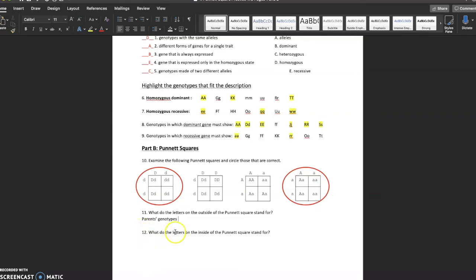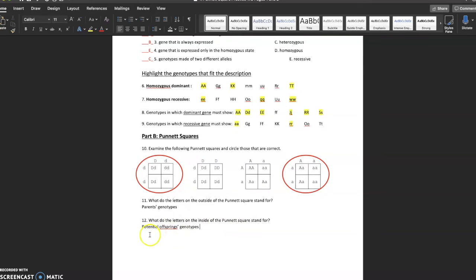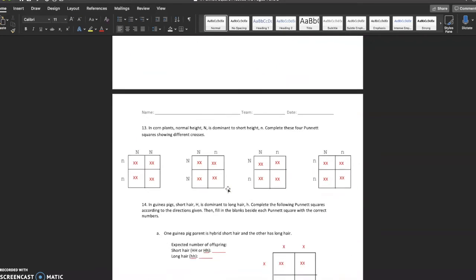Number 12, what do the letters on the inside of the Punnett square stand for? So these guys in the middle, we know that these are all potential offspring. So these are going to stand for the potential offspring's genotypes. So if you just put offsprings, totally fine. If you put potential offsprings, totally fine. If you went above and beyond again and put potential offspring's genotype, even better. But I would have taken any of those answers as correct.